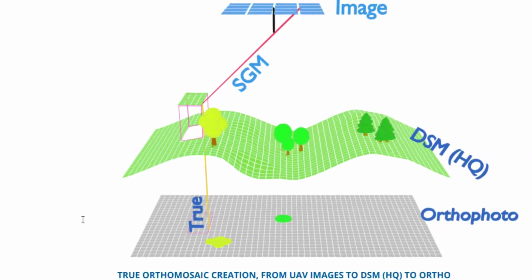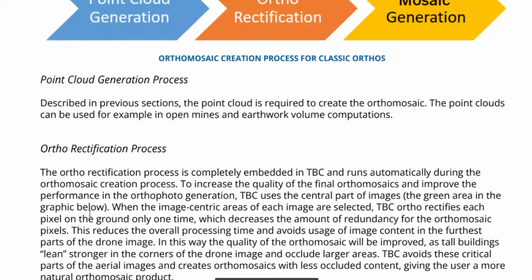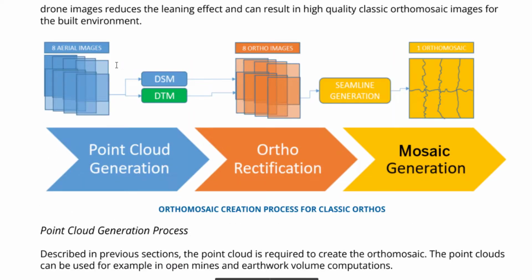for each single image. That means if I go back to this part, we have 8 aerial images. For each aerial image we generate from the DSM an orthophoto. This time the orthophotos try to be more true orthophoto-like. And then with these true orthophotos we still merge them together with seam lines and generate a mosaic. So DSM and DTM workflow in TBC are using this approach.